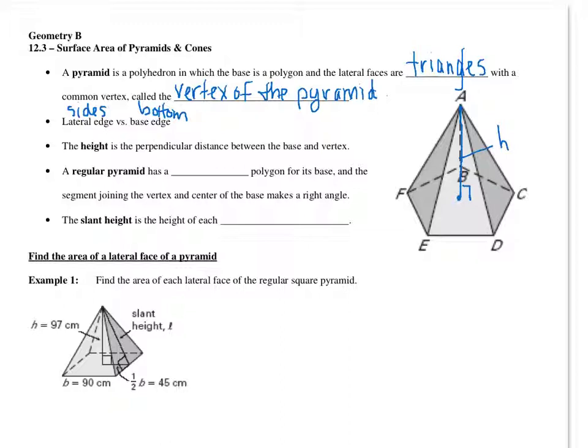A regular pyramid has a regular polygon for its base. So regular, we know all the sides are the same size, all the angles are the same size as well. And the segment joining the vertex and the center of the base make a right angle. So that's for a regular pyramid.